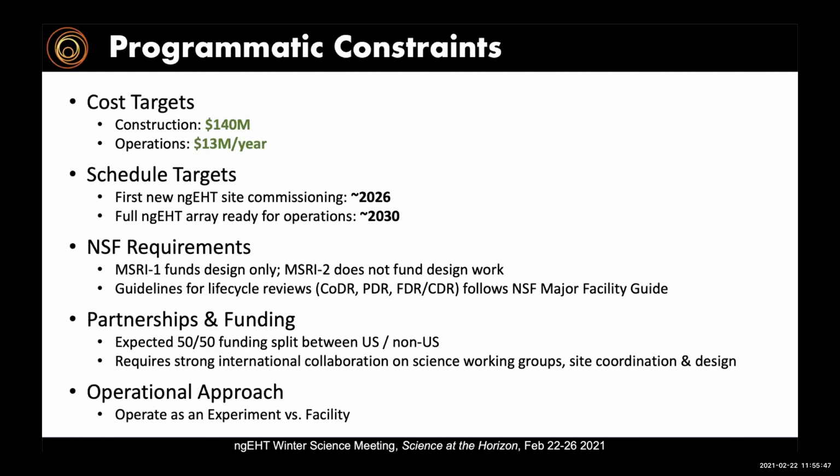Early, the biggest areas are in the science working groups, which we'll talk about as we go throughout the week. Site coordination is going to be another factor, and instrument design opportunities to work together. And then the last point to point out here is the operational approach. The overall goal of this array is going to be a lot more similar to an experiment versus a facility. Our target is the event horizon, and that's going to drive a lot of the architecture decisions and narrow in some of the operational considerations as we go.